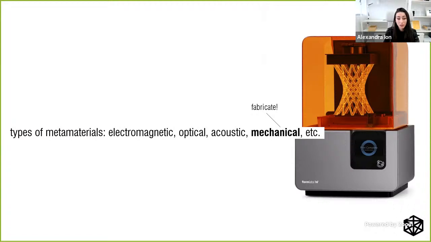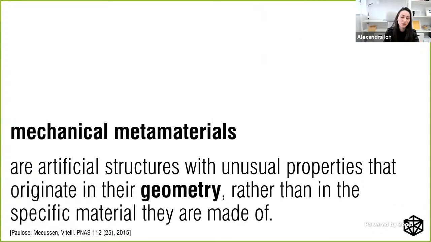One definition that I really like to use is that mechanical metamaterials are artificial structures with unusual properties that originate in their geometry rather than in the specific material that they're made of. And the key here is really that the underlying material that used to be the governing factor for mechanisms is not anymore, but really the geometry, the way that you arrange those little beams, that is what defines how the material will behave, what properties it would have.